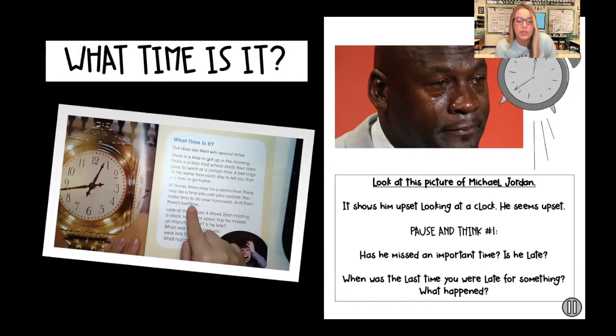All right, so we already went ahead and listened to our first page in our book. So now we're going to look at this picture of Michael Jordan. It shows him upset looking at a clock, and he seems pretty upset. So we're going to pause and think, and we're going to answer these questions.